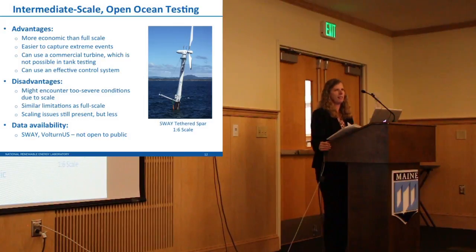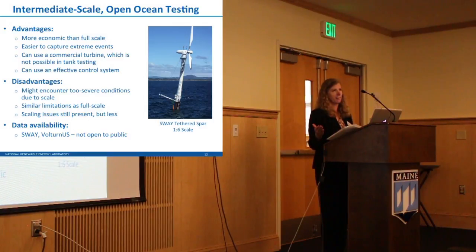So one way to alleviate some of the problems of full-scale open ocean testing is to go to intermediate scale. It's more economical that way, and easier to capture extreme events because your system is small compared to the environment. You can also use a commercial turbine, which we've seen with the VolturnUS system that they've tested at 1/8 scale. And you can actually have an effective control system there.